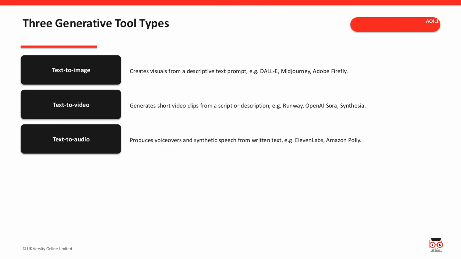Text-to-image tools like DALL-E, Midjourney, or Adobe Firefly turn a written description into a picture. Text-to-video tools such as Runway, Sora, or Synthesia spin a script into a short clip. And text-to-audio tools like 11 Labs or Amazon Polly read your words aloud as natural-sounding speech. Each one takes language in and gives a different kind of media out.